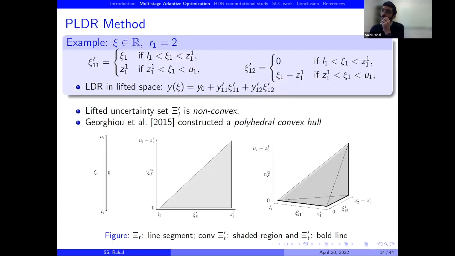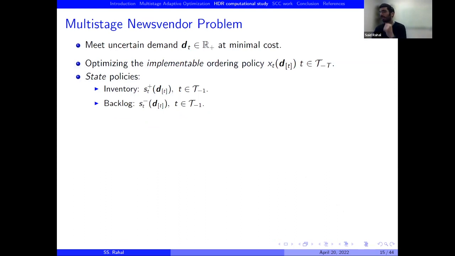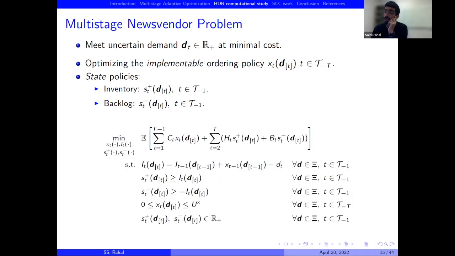Okay, so what's the idea of all of this? Since decision rule-based methods were very new in my group, the idea was to explore this domain and do some experiments. The first experiment was done using a multi-stage newsvendor problem, a classical problem where the idea is to meet the uncertain demand at minimal cost, and we need to optimize the implementable ordering policy X sub t. We have two state variables, storage and backlog, and we have to minimize the cost of ordering, inventory and backlog, subject to some known constraints.